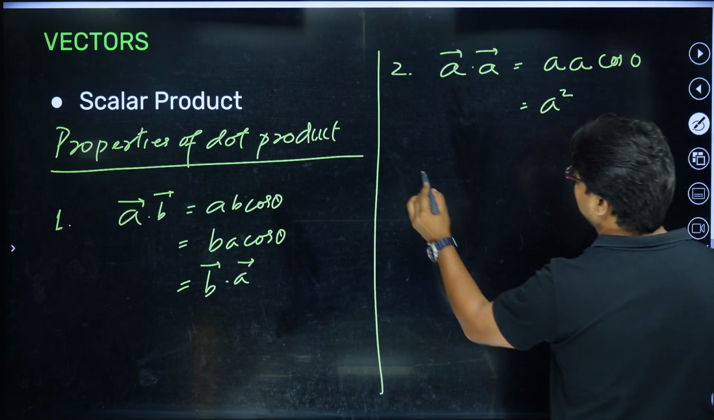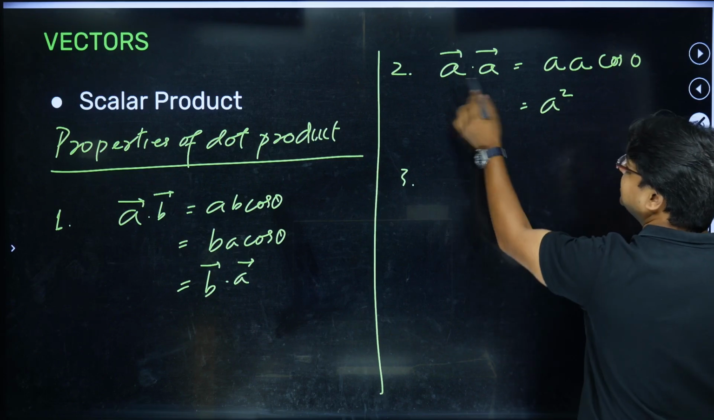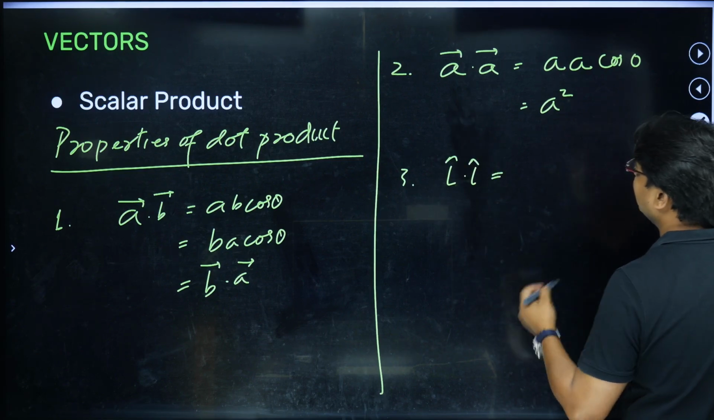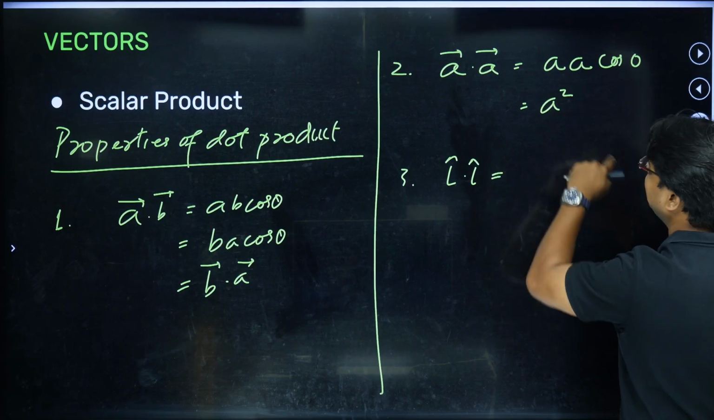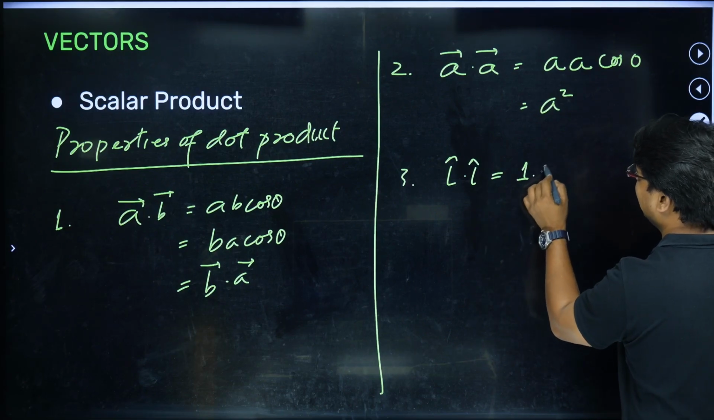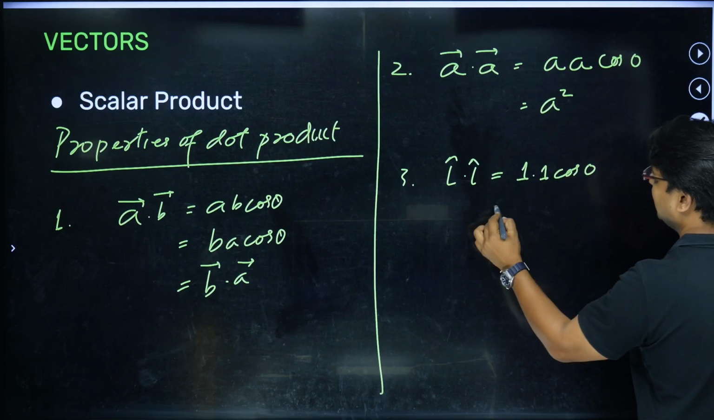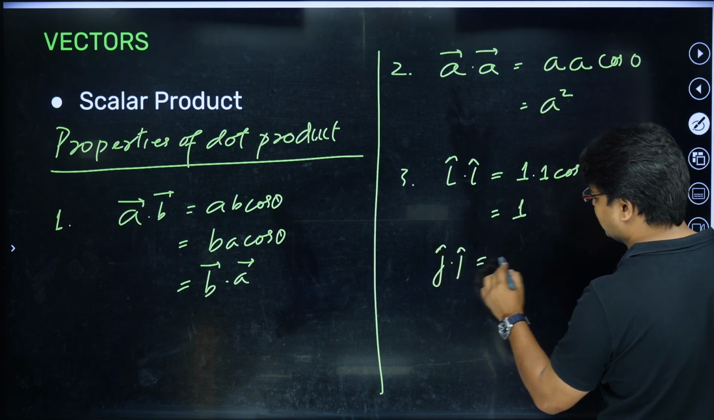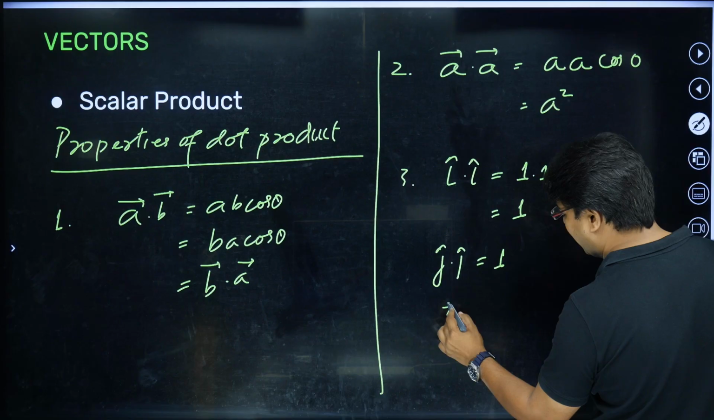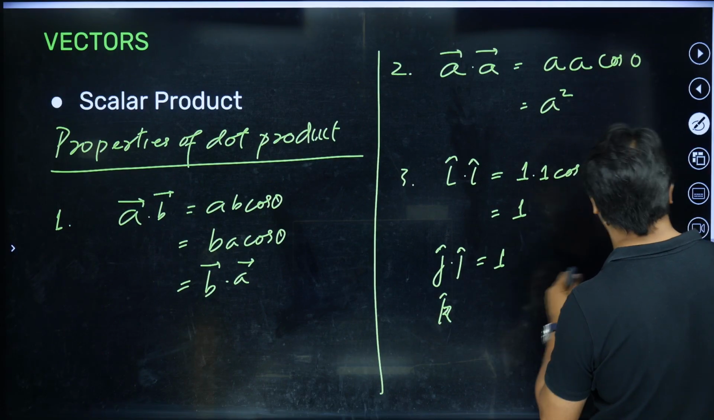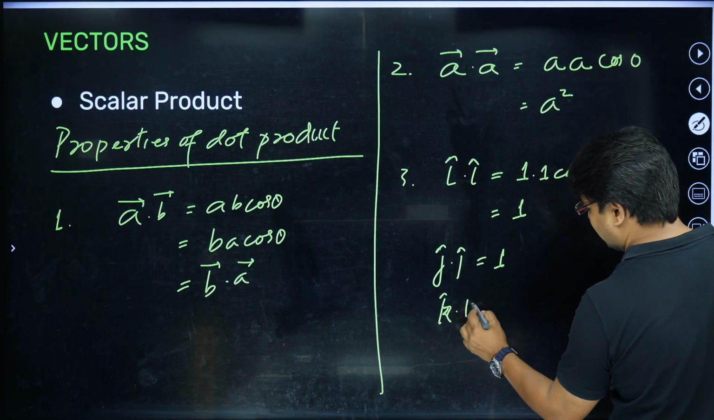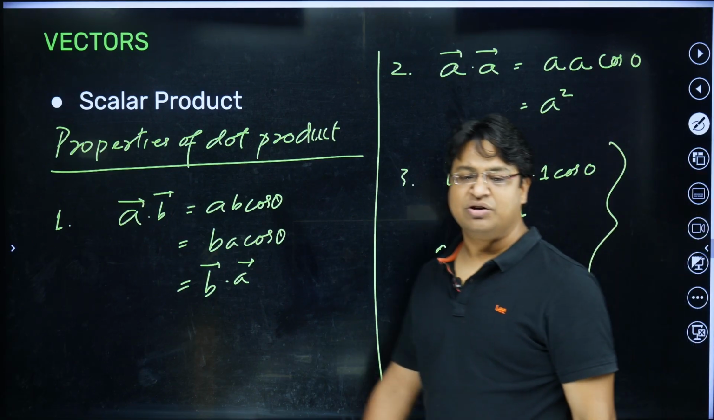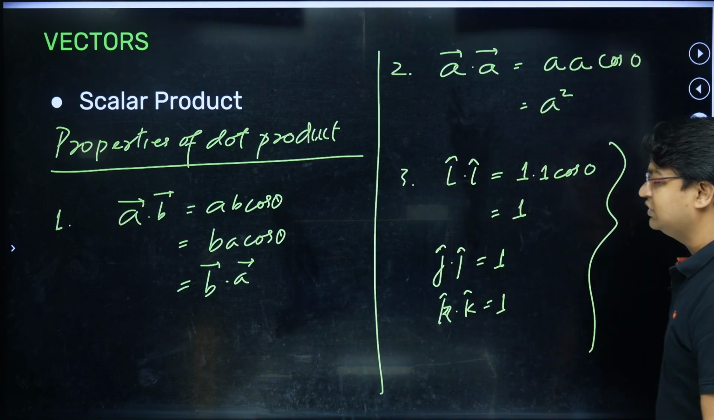And then notice that by using the second property, if I talk about i dot i, it would mean magnitude of i cap into itself, so magnitude of i squared. The magnitude of i is 1, cos 0 means 1. Similarly, j dot j will be 1, and k dot k will also be 1. So remember this: i dot i, j dot j, k dot k, all of these are 1.